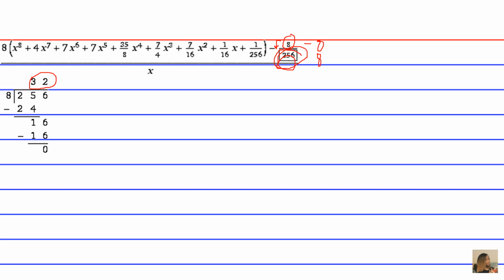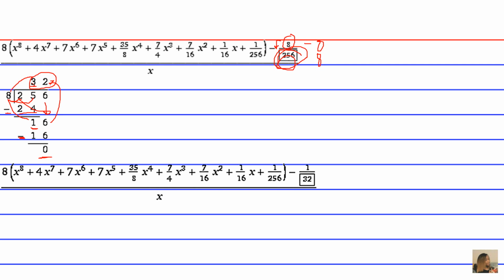So 8 doesn't go into 2, but it does go into 25, and it does so 3 times, so you place the 3 over your 25. Okay, so 3 times 8 is going to give you 24. You write it here, and the rule is you subtract 24 from 25. The remainder is going to be 1. So now you bring down the 6. 8 goes into 16 evenly twice, so you write it above. Then you subtract, and the remainder is 0. So 8 goes into 256 32 times. You can express that here.